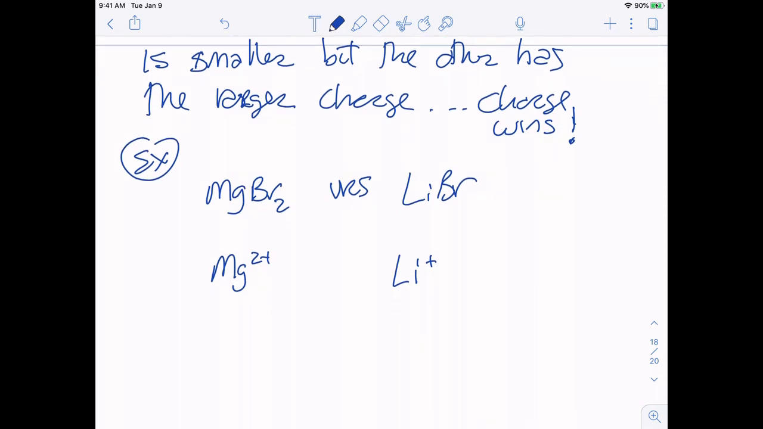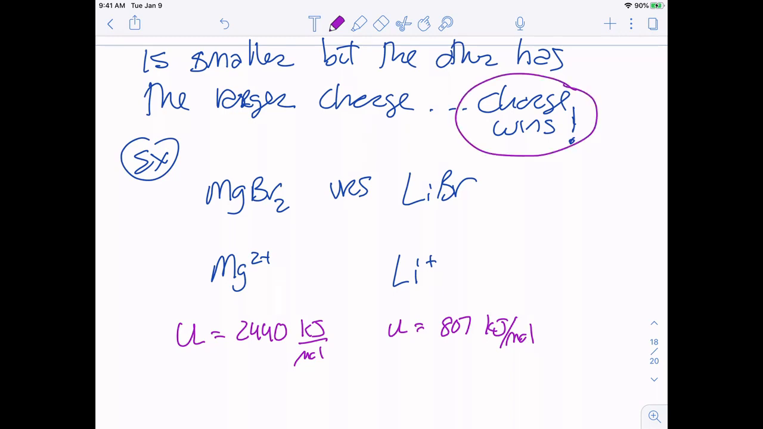And I actually looked up the numbers just to give you. I don't know why I'm drawing mu instead of u. Habit, I guess. U. My lattice energy for magnesium bromide, 2,440 kilojoules per mole. And then for lithium bromide, it is 807 kilojoules per mole. So even though lithium's smaller than magnesium, magnesium has the bigger charge, and charge is going to win. So the magnesium bromide is going to have the larger lattice energy.